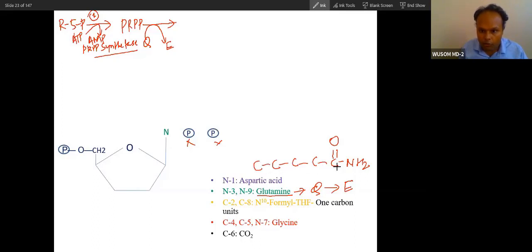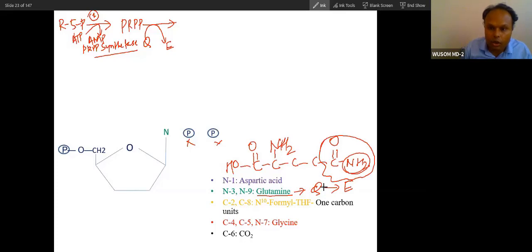1, 2, 3, 4, 5. Is it 5? Yes, a 5 carbon compound, glutamine. So this is glutamine. Glutamine has an amido group. So from this amido, the amine is transferred here, and that is why this enzyme is called glutamine amidotransferase.